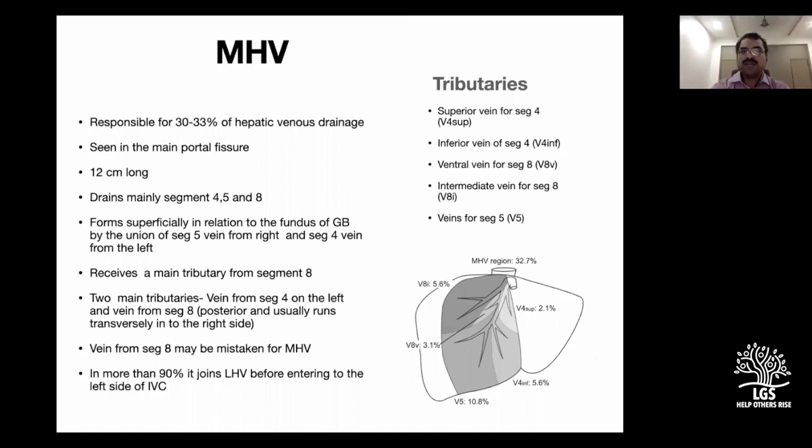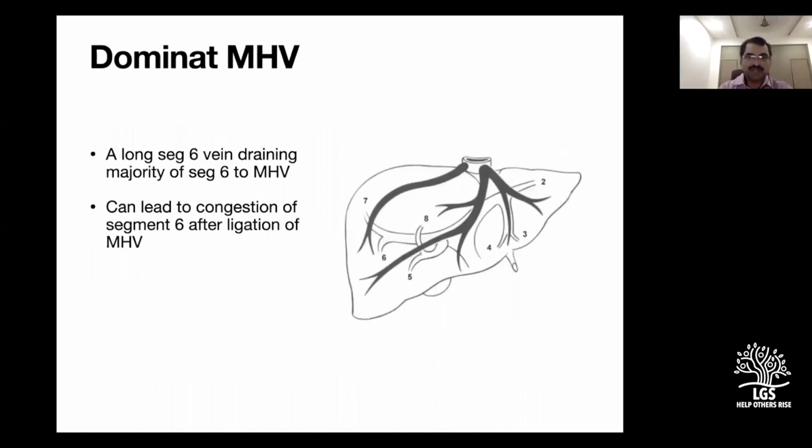So the main tributaries of the middle hepatic vein are the superior vein of segment 4, the inferior vein of segment 4, the ventral vein of segment 8, the intermediate vein of segment 8, and the veins of segment 5. The lower picture indicates the percentage of liver drained by the middle hepatic vein. There is something called a dominant middle hepatic vein, in which a long segment 6 vein drains into the middle hepatic vein.